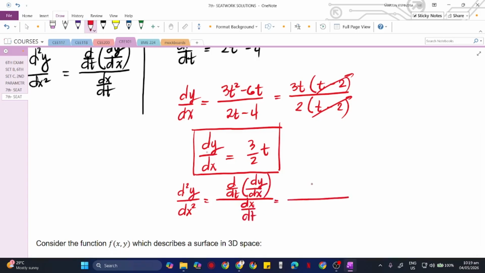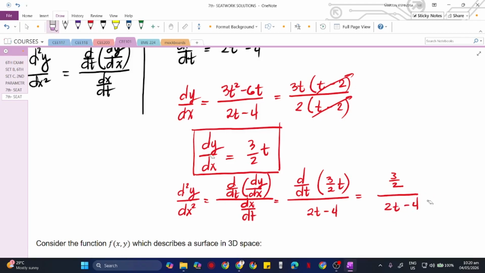Now, we will be calculating the derivative of dy over dx with respect to t. So that is 3 over 2 and then we have t. Then our dx over dt is equivalent to 2t minus 4. So, what is the derivative of 3 halves times t? That is basically just equal to 3 halves. Then we can copy 2t minus 4. This 2, we can bring that down. That would multiply to 2t minus 4.